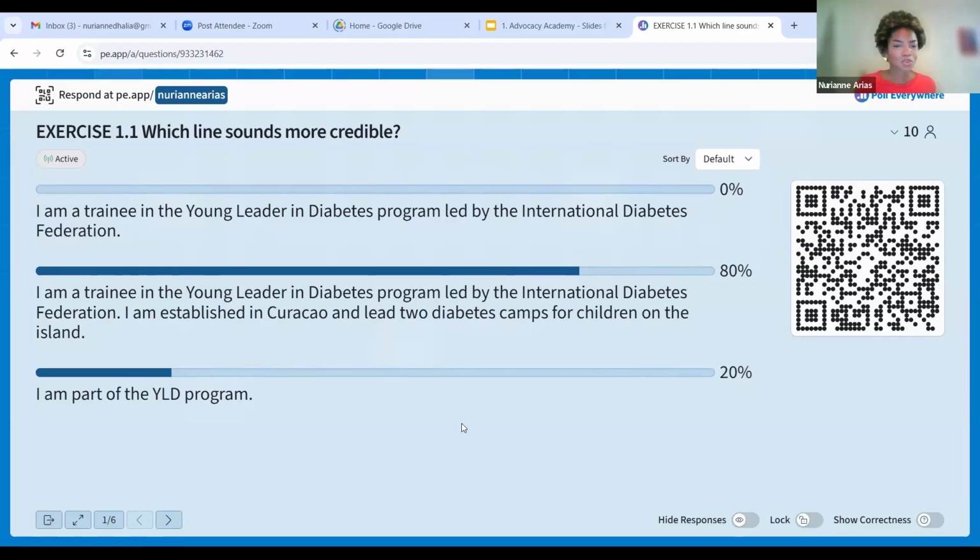most of you think the second sentence is more credible. I'm going to log responses. All right. So this is it. Instead of going for the first one, most of you went to the second one. Can one person open their mic and tell me why they would go for the second one instead of the first or the third one? Anybody?